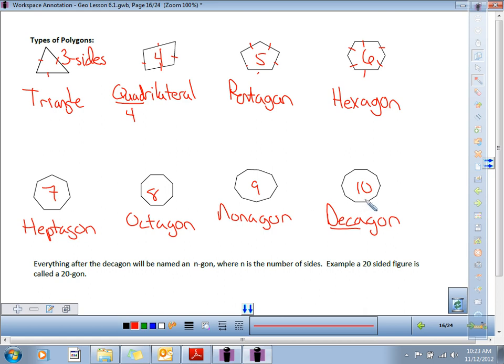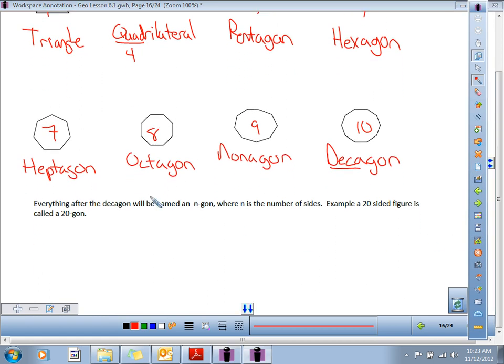Now, anything after 10, they have names for them. They apparently have some boring mathematicians that come up with names for all these. You could go to a 27-sided shape, and they have a name for it. It's just really long. But anything after 10, if we have an 11-sided figure, we're just going to call it an 11-gon. 12-sided, 12-gon.